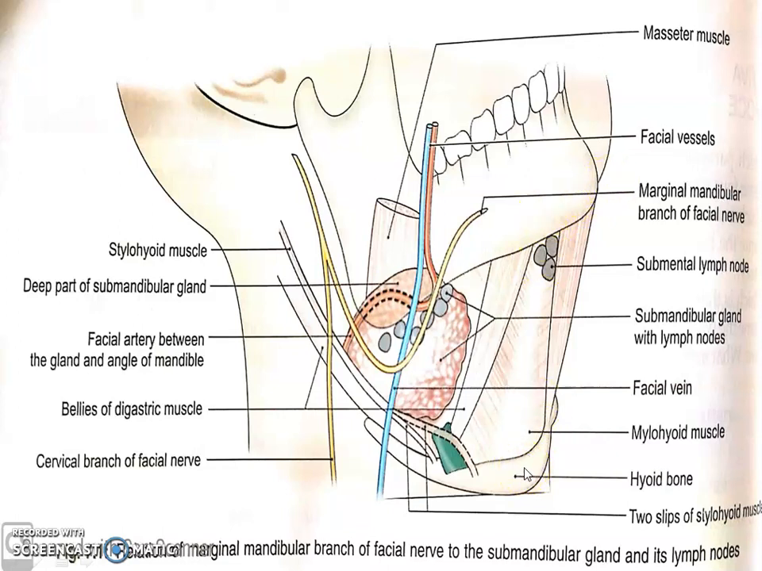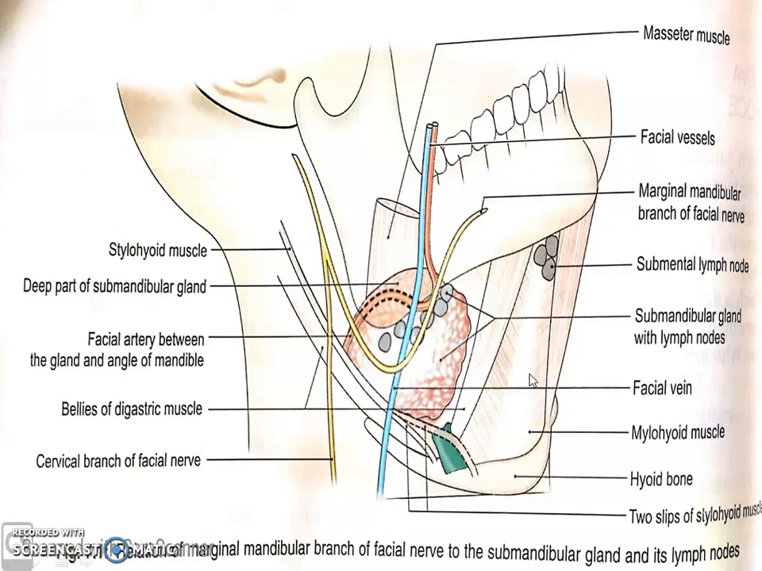The submandibular region includes the deeper structures present in the area between the mandible and the hyoid bone, including the floor of mouth and the root of the tongue. This region contains suprahyoid muscles. So these are the suprahyoid muscles. They are present in this region.